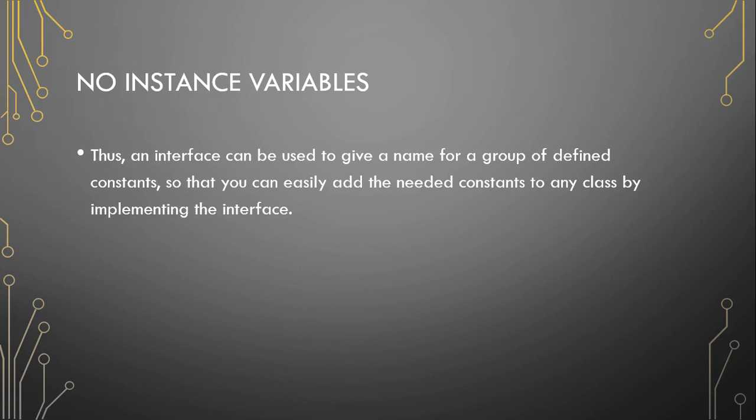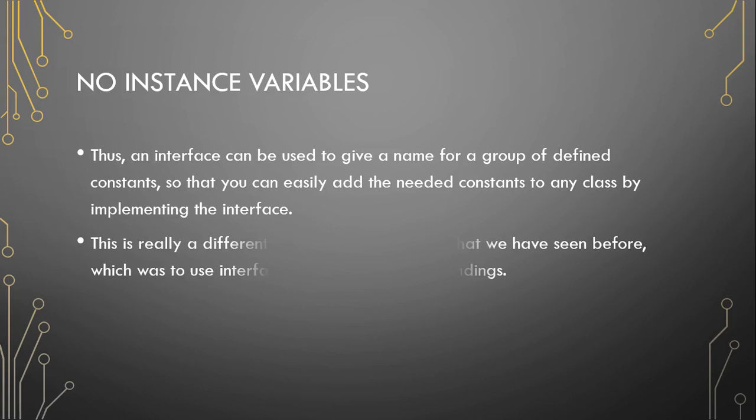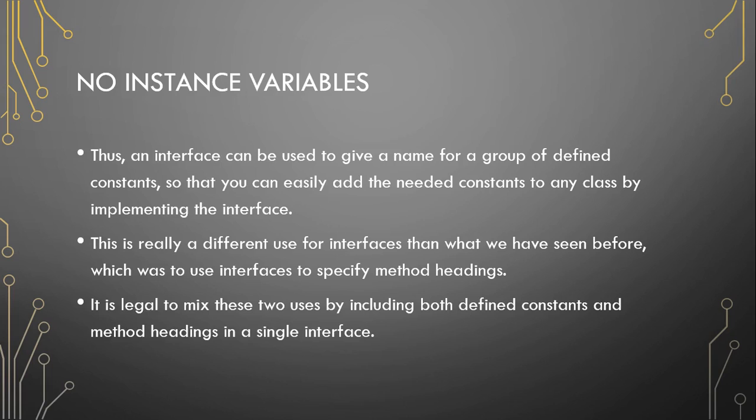Therefore, an interface can be used to give a name for a group of defined constants, so you can easily add the needed constants to any class by implementing the interface. This is a really different use for interfaces than what we've seen before, which was interfaces for method headings. For our previous examples, we said, here's a method header, let's make it. Now, is it legal to mix these two uses, constants and methods, in a single interface? You can have one for pi, and then an interface for calculating the area of a circle.